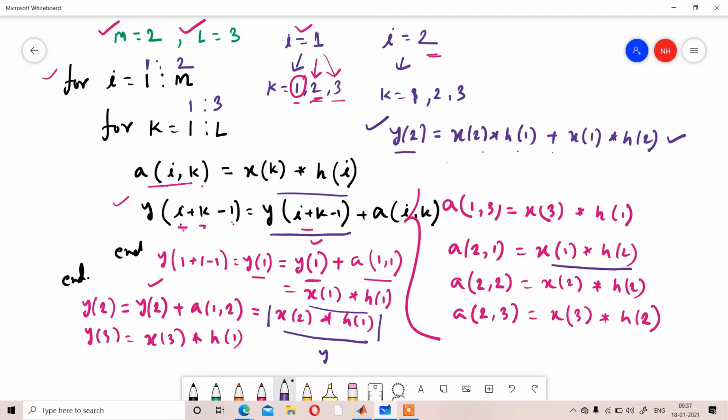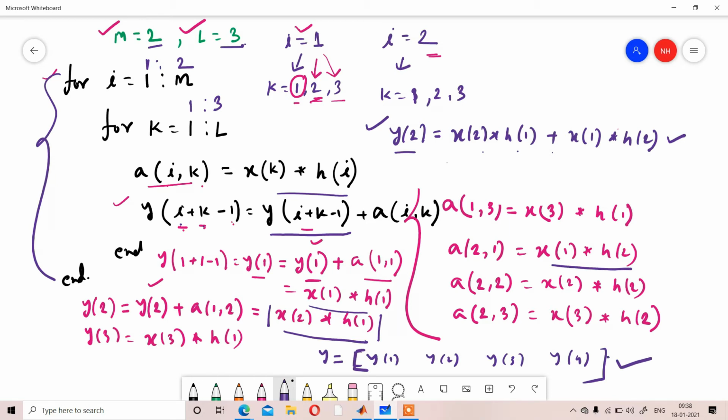Next, y will be the length of x, that is 2, plus the length of h, that is 3, so 2 plus 3 is 5, minus 1 is 4. So up to y1, y2, y3 and y4, you will get 4 values. Clear or not? After running that code, you will get 4 values of y and the output y as y1, y2, y3, y4. That is clear or not?